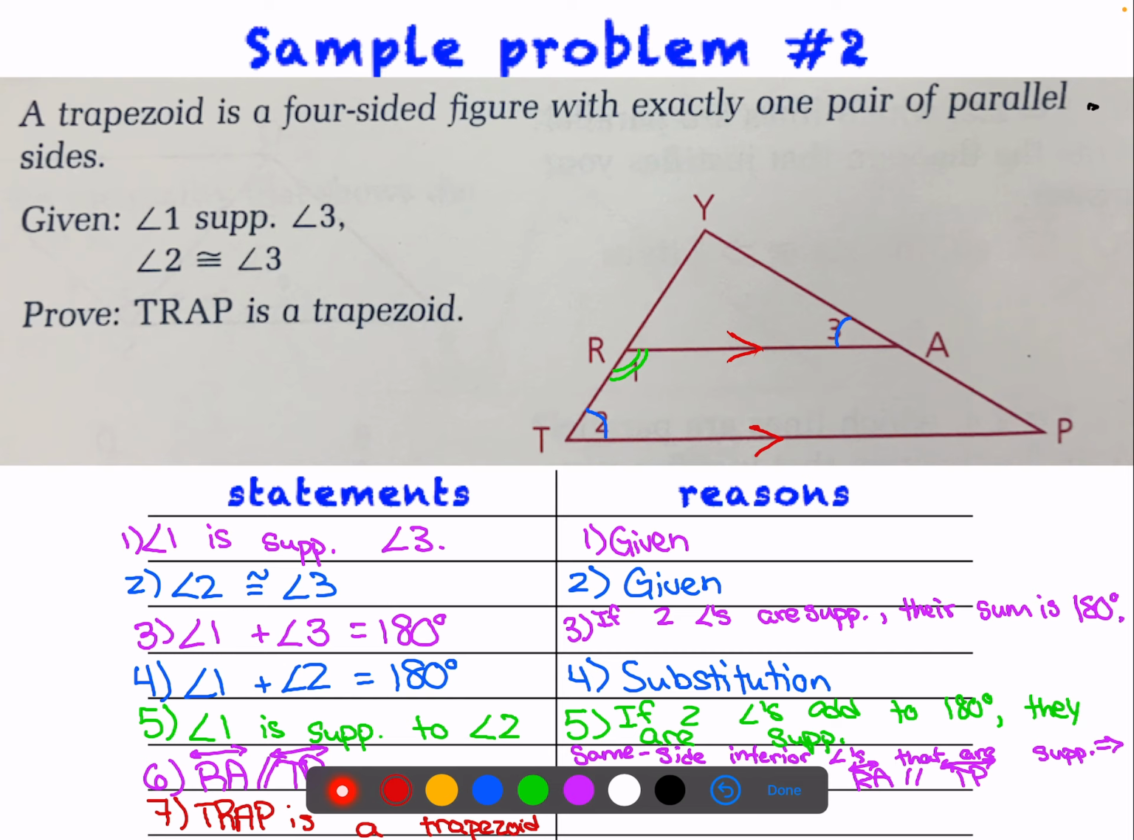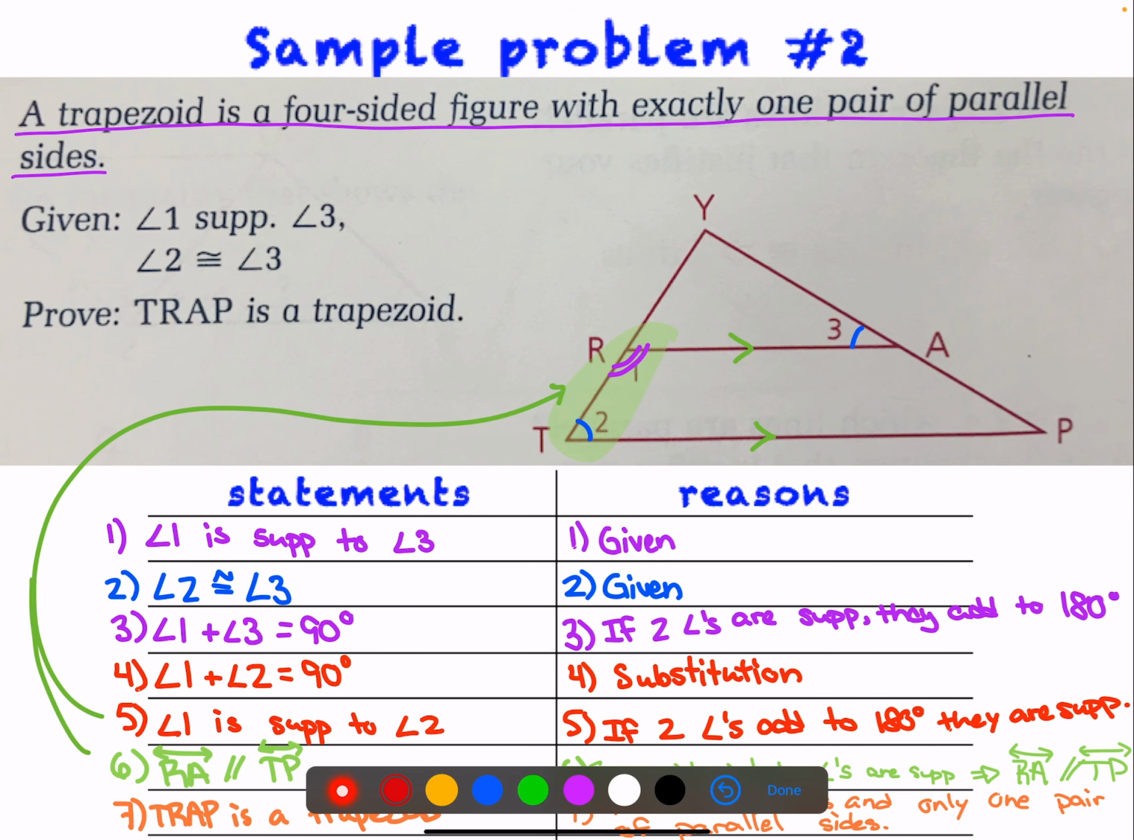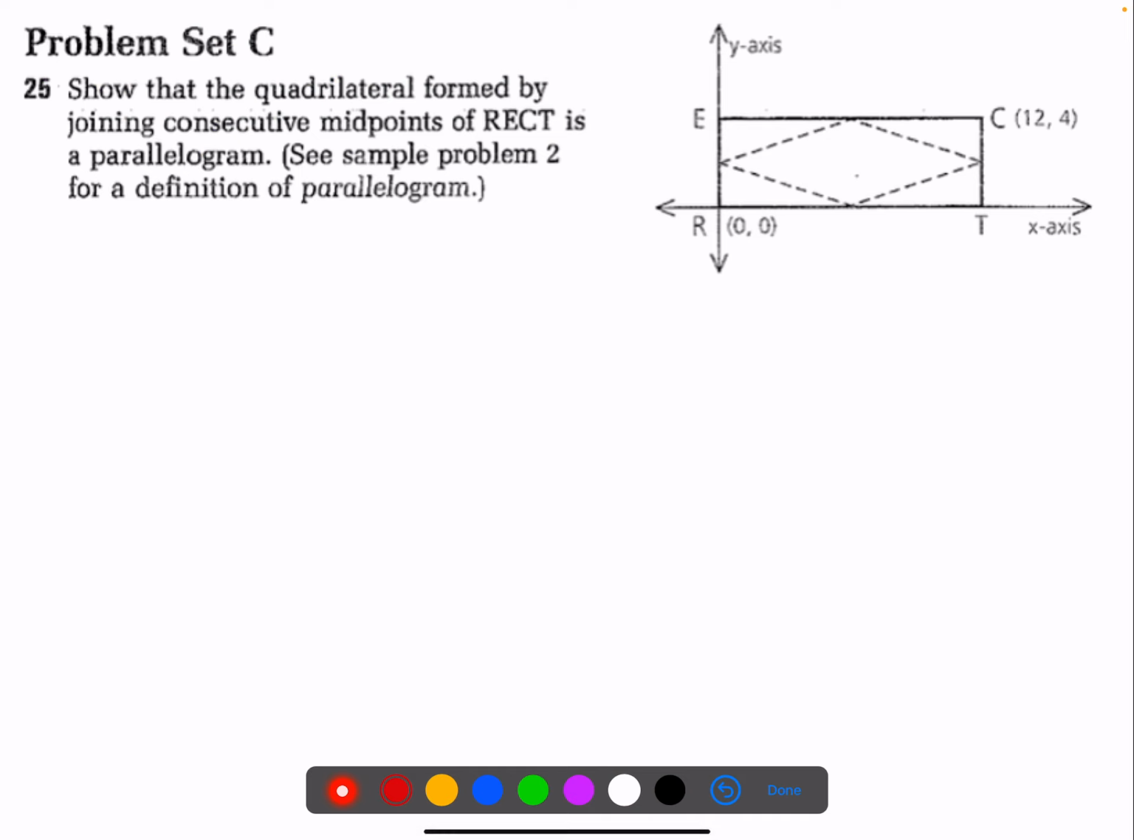All right, so that is our 2 proofs to get started today. We got one more later on. But next up, let's go ahead and focus in on some other types of problems. So here is a problem from set C. Here we go. Show that the quadrilateral formed by joining consecutive midpoints of RECT is a parallelogram. So what I want to prove is that this figure inside, this dashed figure, is a parallelogram. So to do that, I first need to find the midpoints.